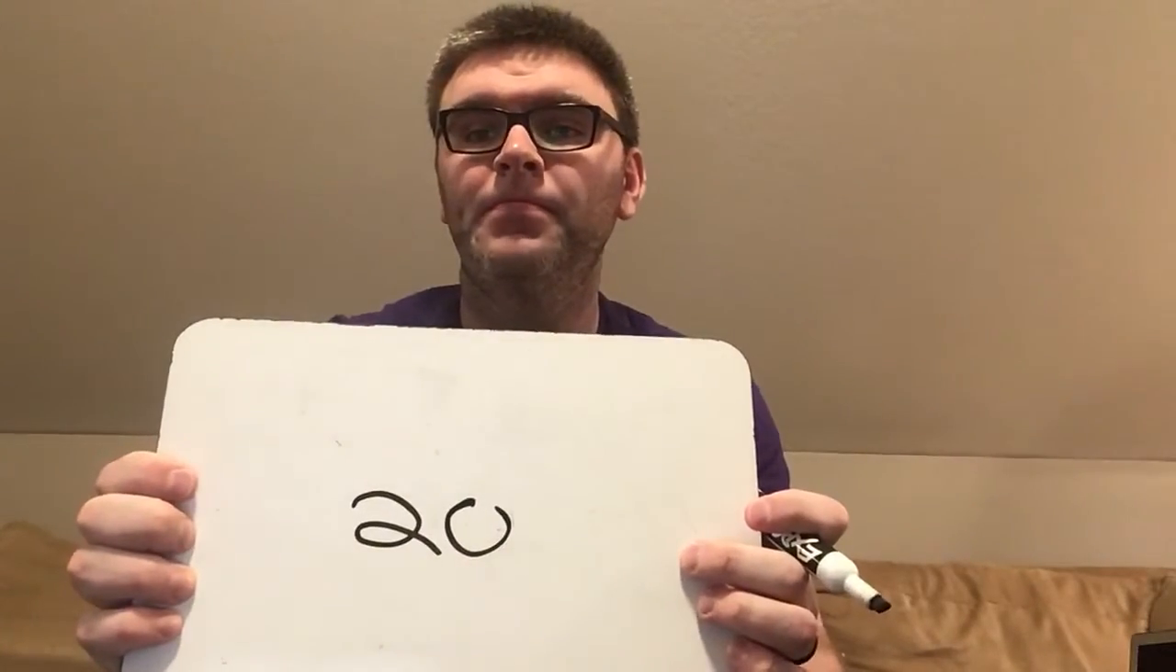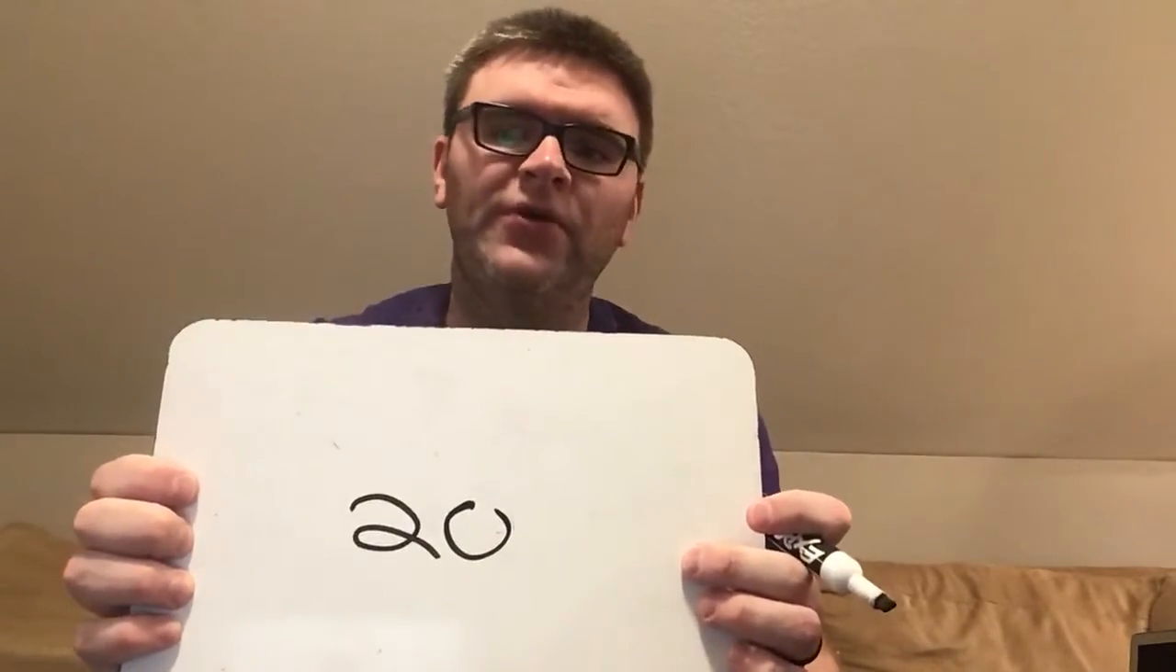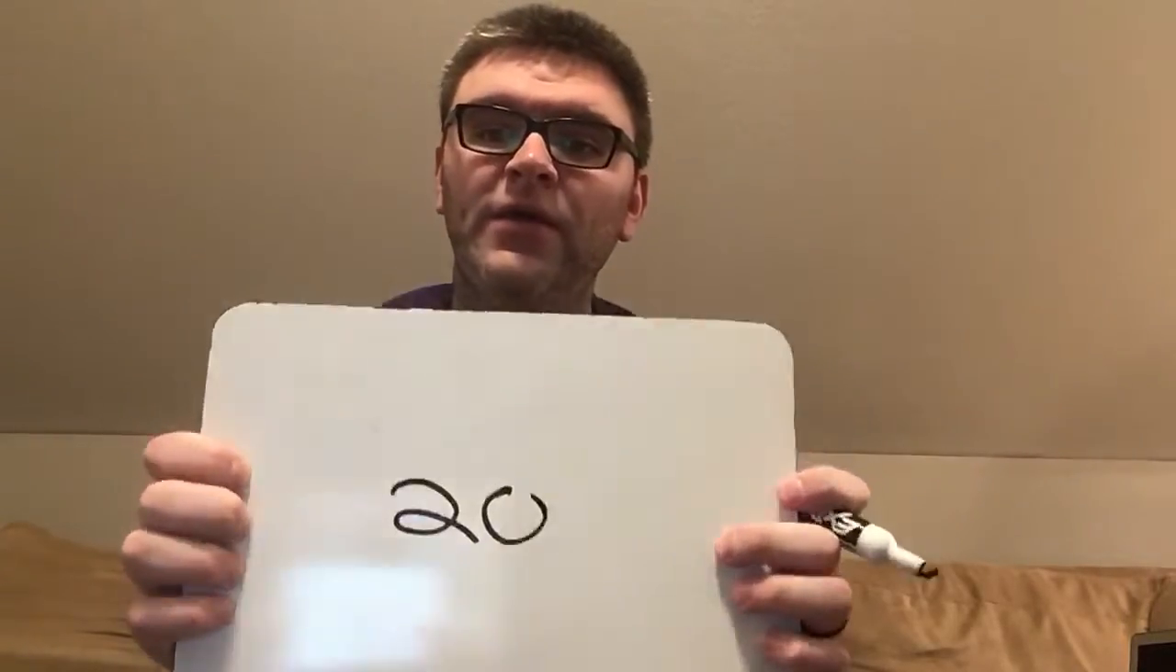Now, what if you had a number just 20? Don't get tricked, it's already rounded. It is at its nearest 10 because it's already at a 10. So nothing to do with that. That was just one trick.